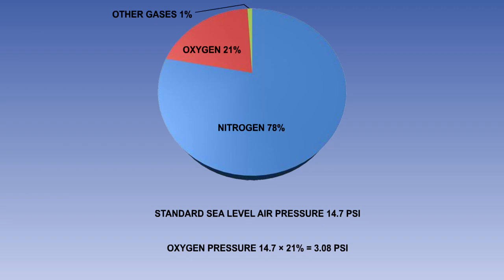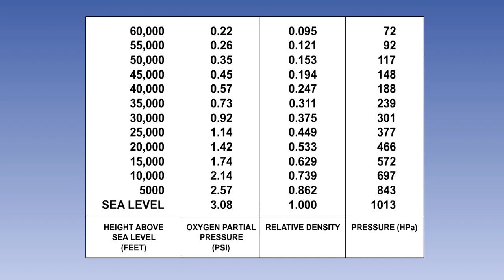The atmosphere is made up of 78% nitrogen and 21% oxygen, with the other 1% consisting of various trace gases. The pressure of the air at sea level on a standard day is 14.7 pounds per square inch, or psi. So the partial pressure of the oxygen will be 21% of 14.7 psi, which is 3.08 psi. The table here shows the air pressure drop with altitude and the consequent reduction in the partial pressure of the oxygen.